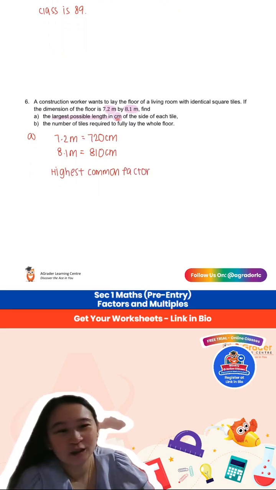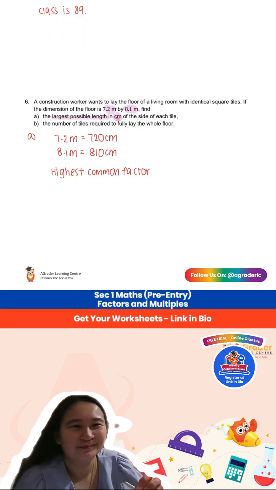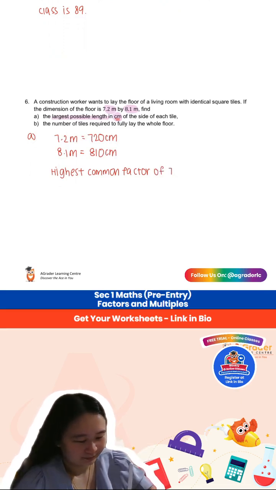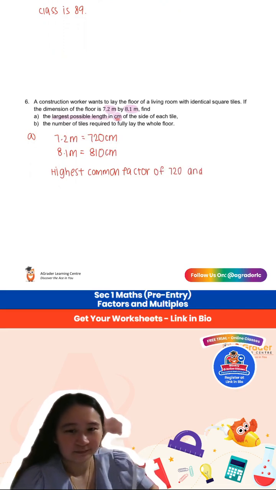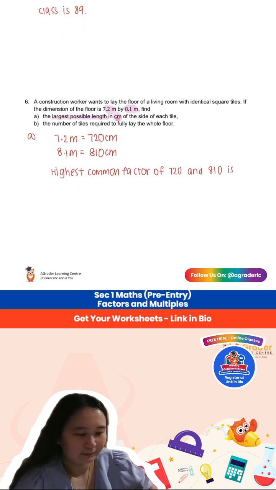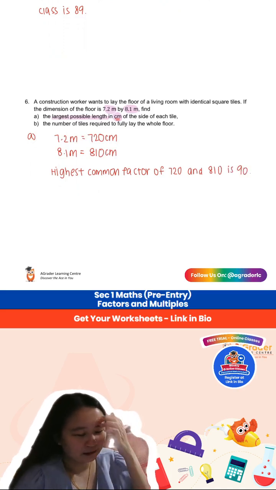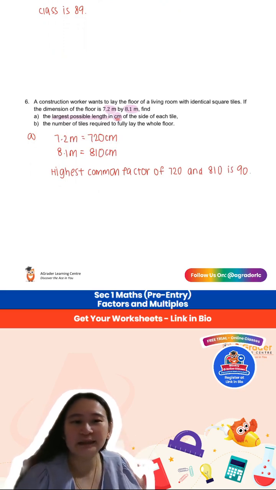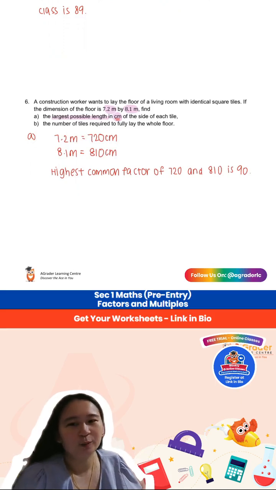You can use ChatGPT in exam. Okay, so since the highest common factor of 720 and 810 is 90, the largest possible length of each side of the tile is 90 cm.